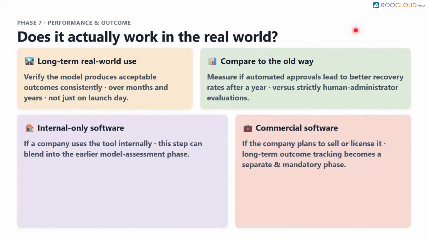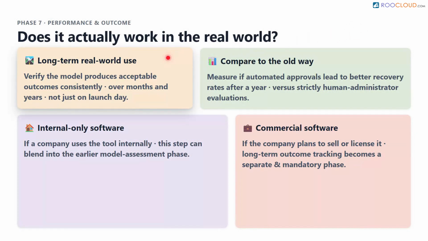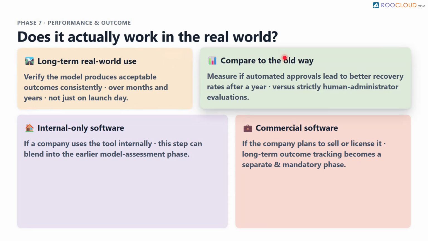Phase 7 is the performance and outcome assessment. We need to see if the system actually works well in the real world over a long period of time. You cannot judge the reliability of a car by driving it once around the block. You have to see how it performs over thousands of miles. We verify that the model consistently produces acceptable outcomes. We compare its real-world success against the old manual way of doing things.